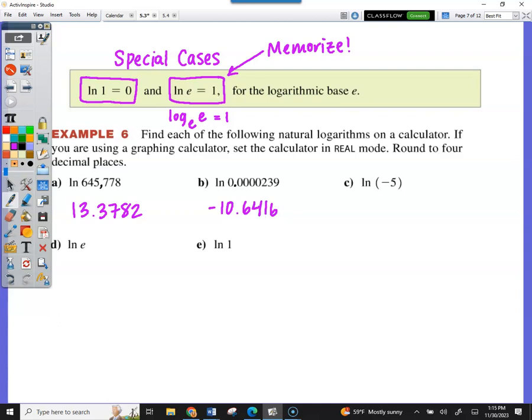Did you get an error on C? Yes. So we're gonna write not real. I think on my math lab it says non-real instead of not real, but same thing. What is ln of e? 1.